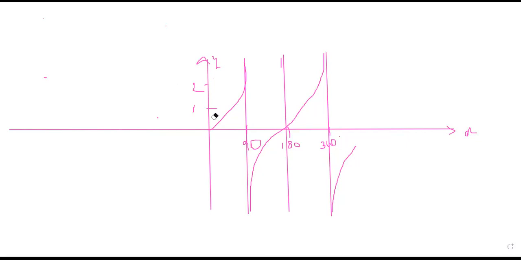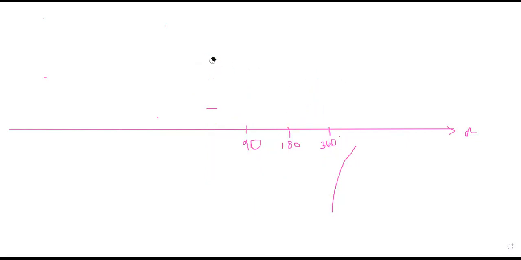So I hope you understand these things, and I'm not stopping here. I'm going on to the advanced three graphs which are drawn from these graphs. They are the sec graph, the cosec graph, and the cot graph.